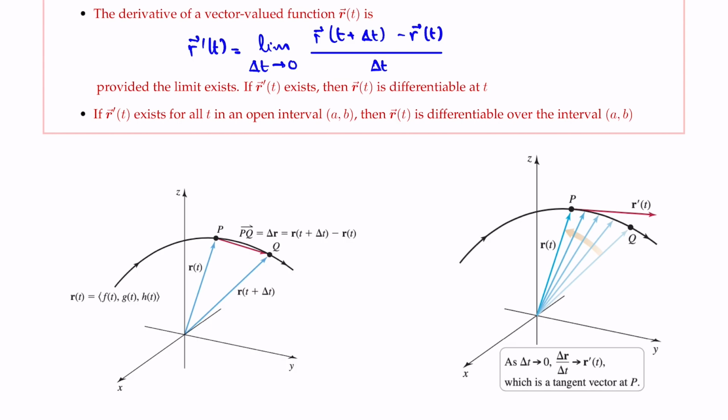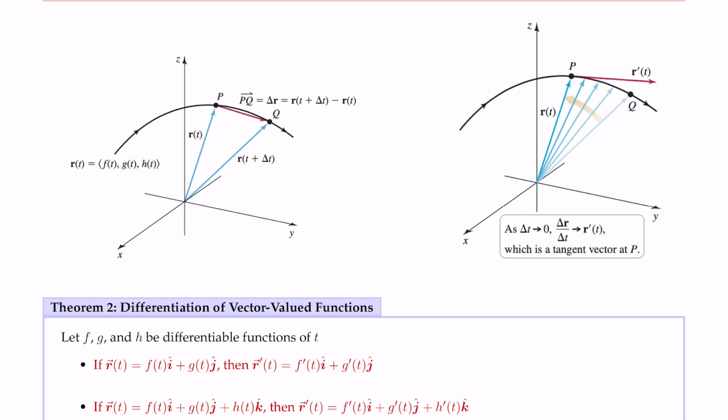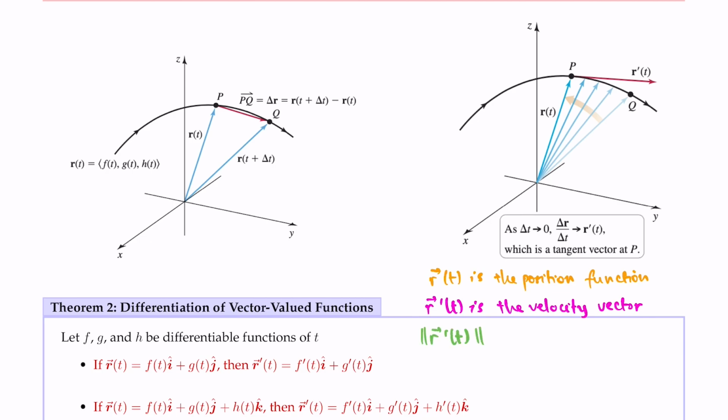So if r of t is a position vector of a moving object, then r prime of t is the velocity vector of the object, which always points in the direction of motion, and the magnitude of r prime of t is the speed of the object. So here, one quick important note: if r of t is the position function, then r prime of t is the velocity vector of the object. The magnitude of r prime of t is the speed of the object.